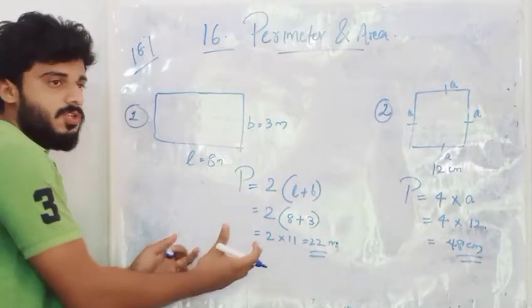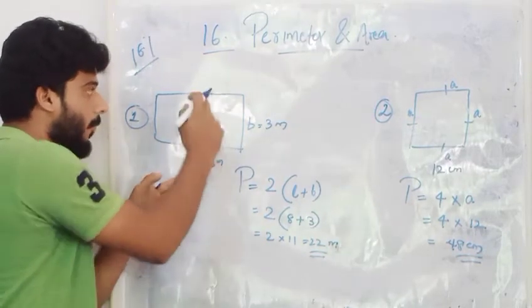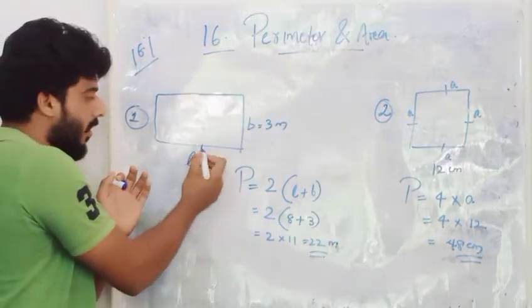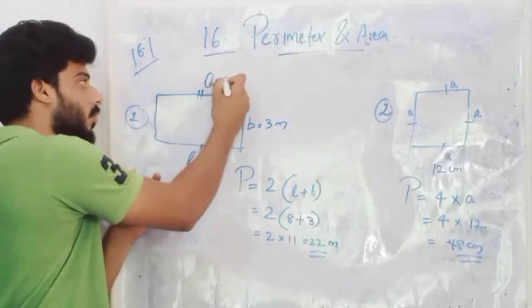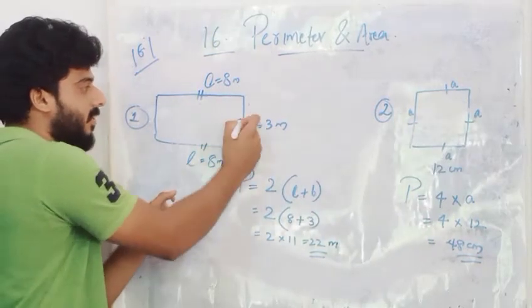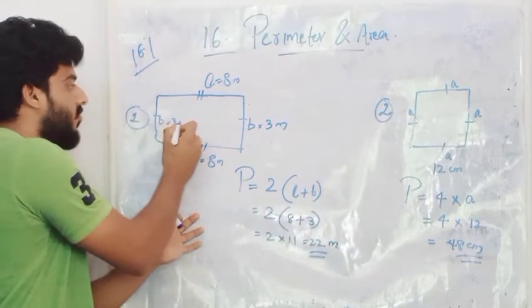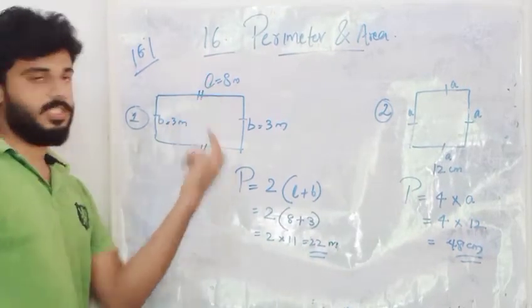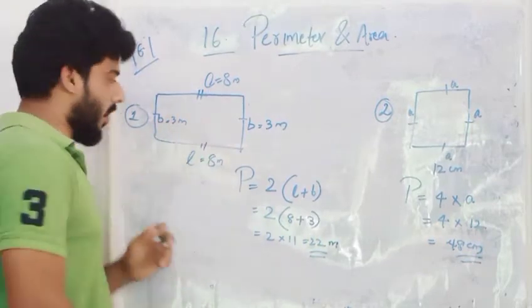And without the equation also we can solve this problem, because we know the opposite sides of a rectangle are equal. So length, this side and this side, will be equal. So this length is equal to 8 meter. Okay, and breadth here is 3 meter, and this part also will be equal. So B is equal to 3 meter, because opposite sides of a parallelogram and rectangle are always equal.